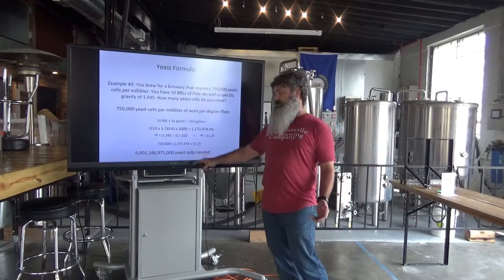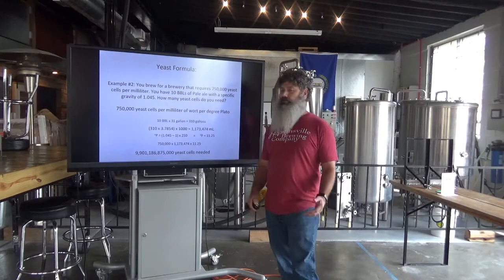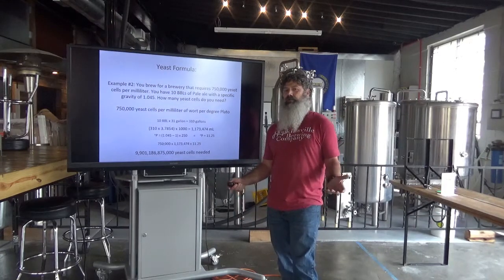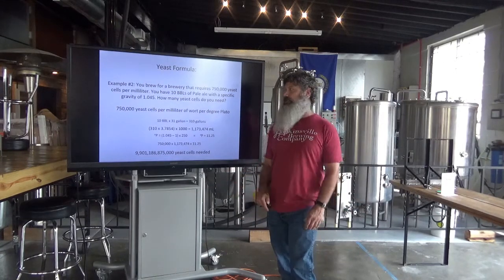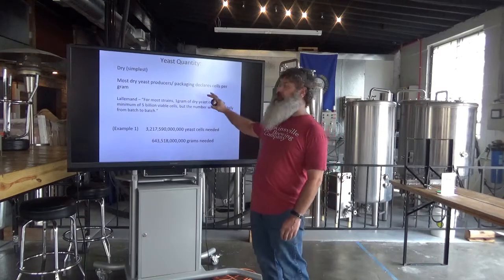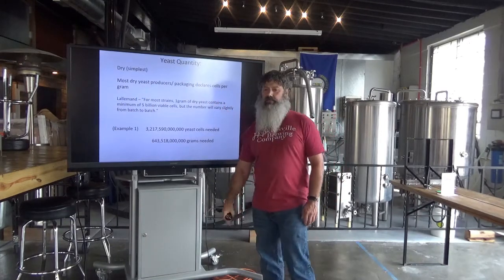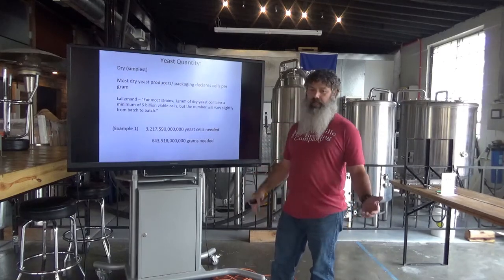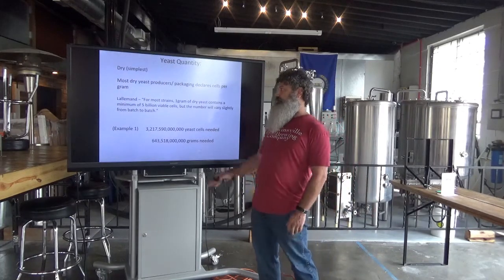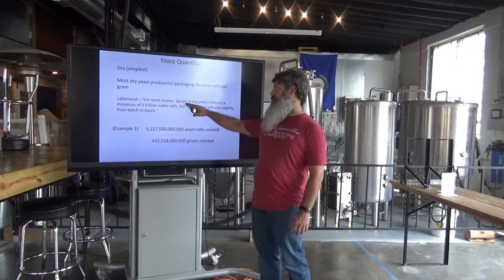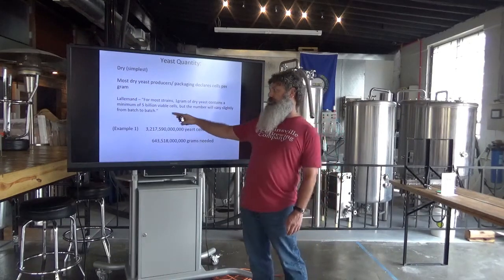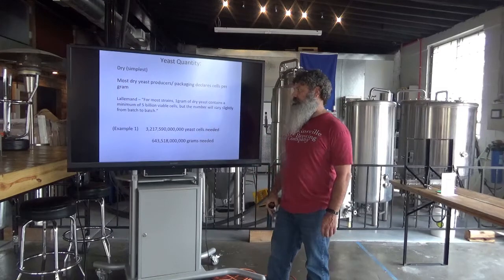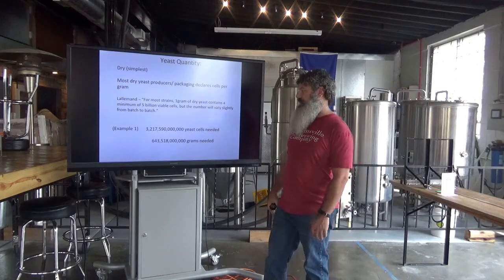You know, we saw on this slide here, we need 10 trillion yeast cells. What do we got to offer to get that? So the simplest method is dry yeast. Most yeast packages will tell you how many yeast cells per package. So for instance, Lallemand will tell you that 1 gram of their yeast contains a minimum of 5 billion yeast cells in that package.